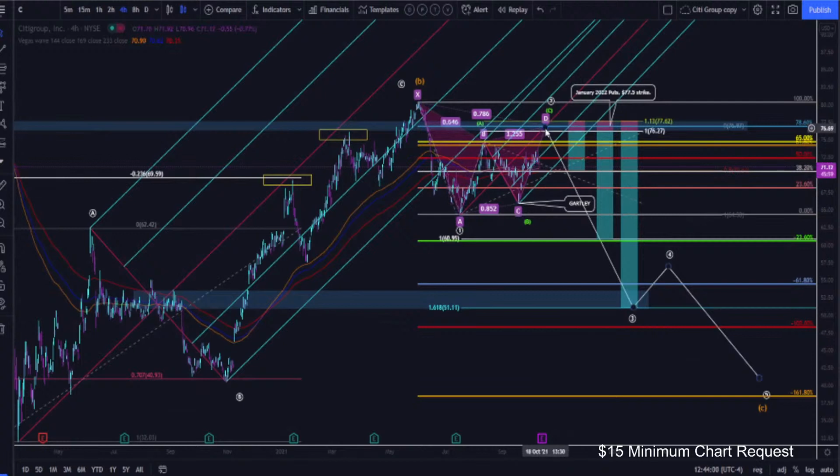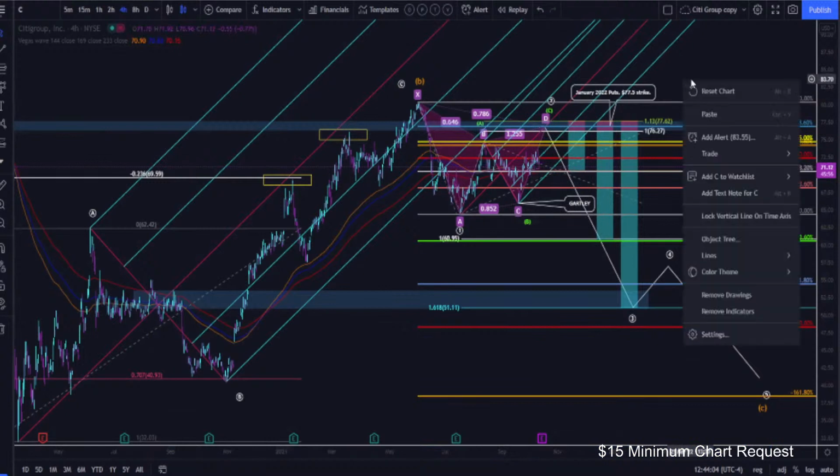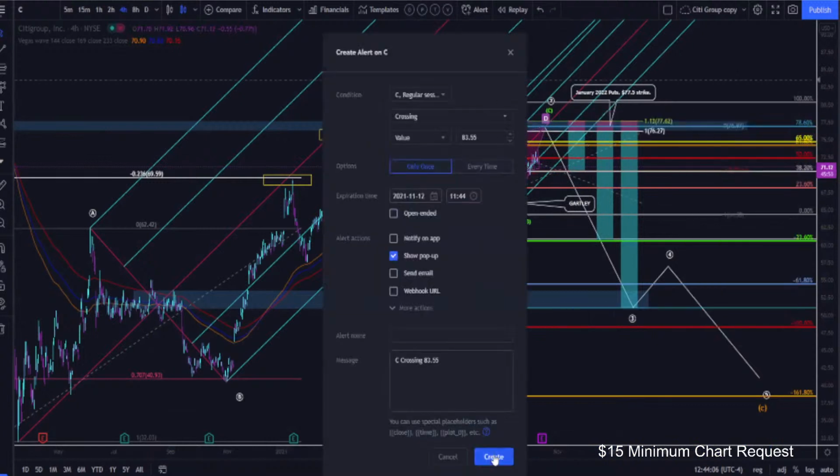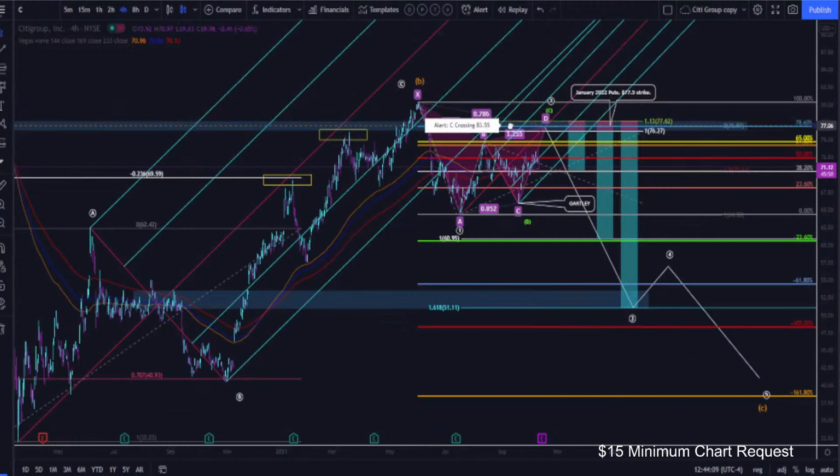Okay, so I'd send an alert up here. Let's see, I guess I have to do it up here. Just add an alert, create it, and I would just do it right there. I want to know when it gets there. Then I'd be interested.